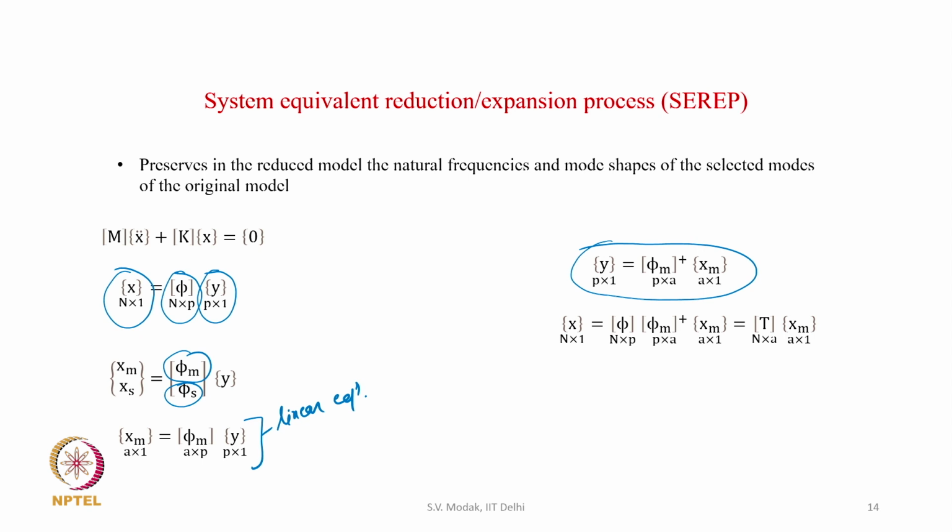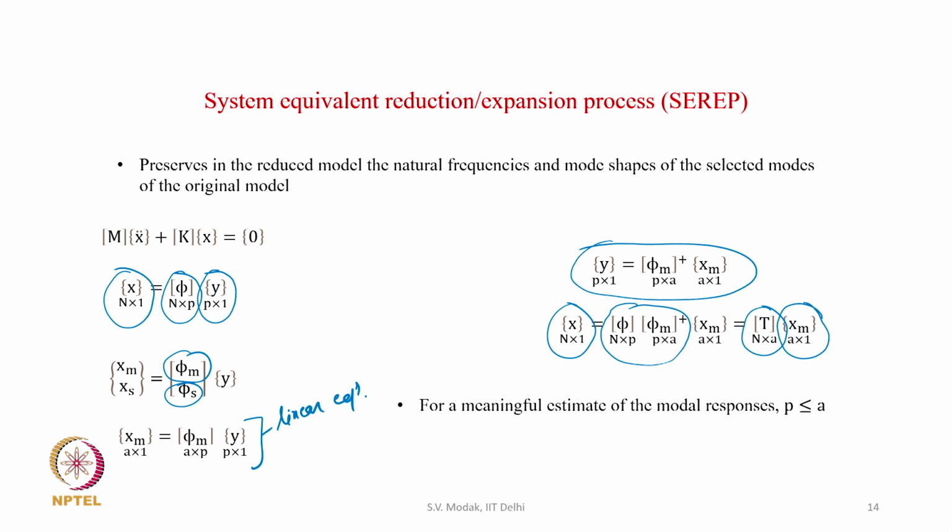Now this modal response vector y is substituted into the modal transformation we did, which was x is equal to phi y. So, this gives us the relationship between the vector x and vector x m, where T is the transformation matrix, given by the product of matrix phi and the pseudo inverse of phi m. By substituting this vector x in the equations of motion and pre-multiplying by T transpose, we obtained the reduced mass and stiffness matrices for the reduced system of equations.